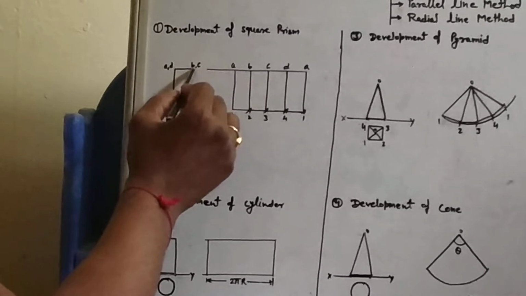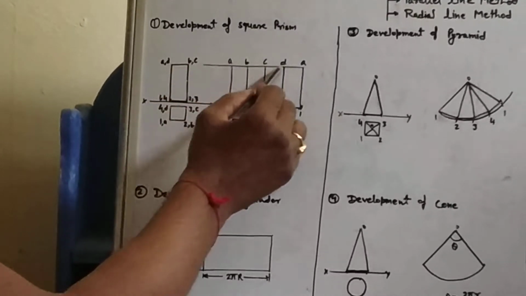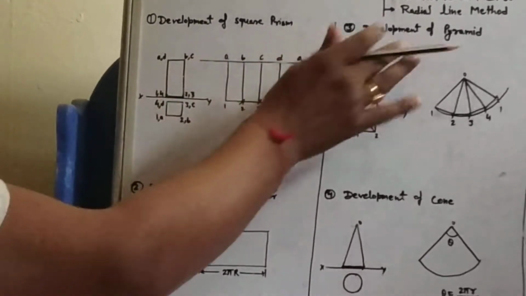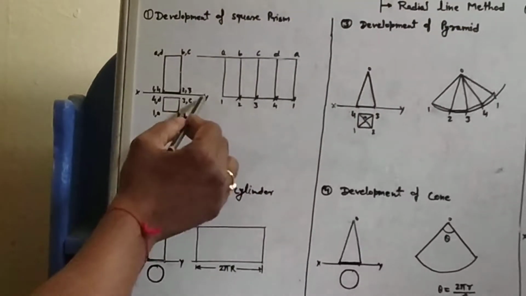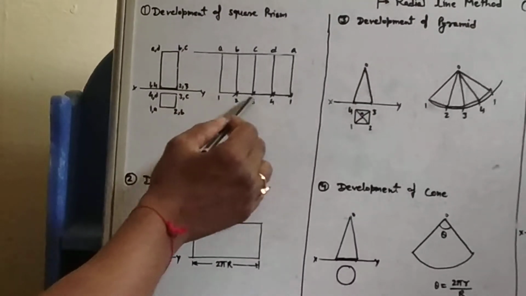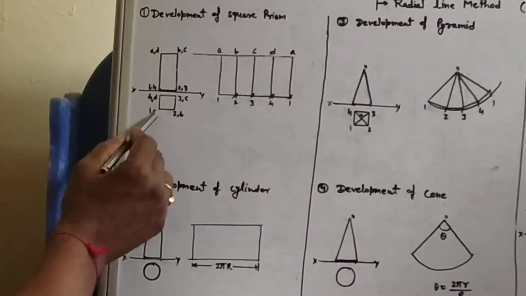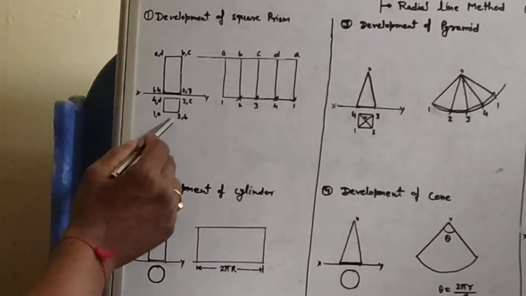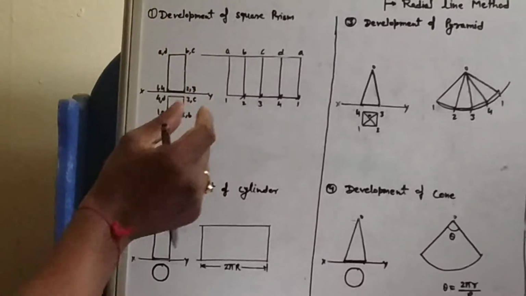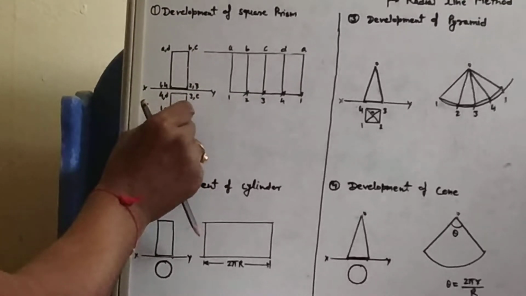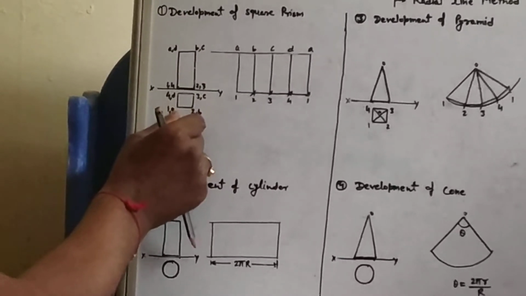One is from the upper side, from here to here randomly. The length may be whatever you want to take. And the second line, we will draw this parallel line. What we'll do next: the side is given as 25 mm. We will take the compass and consider 1 to 2 as 25 mm.